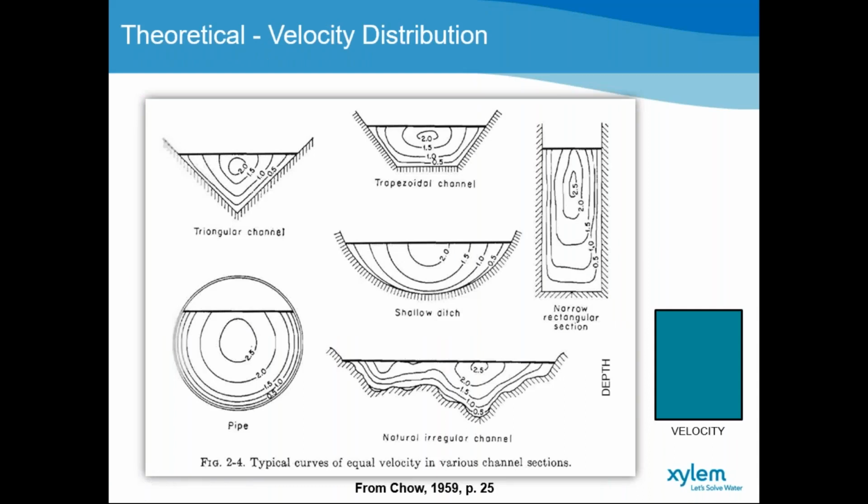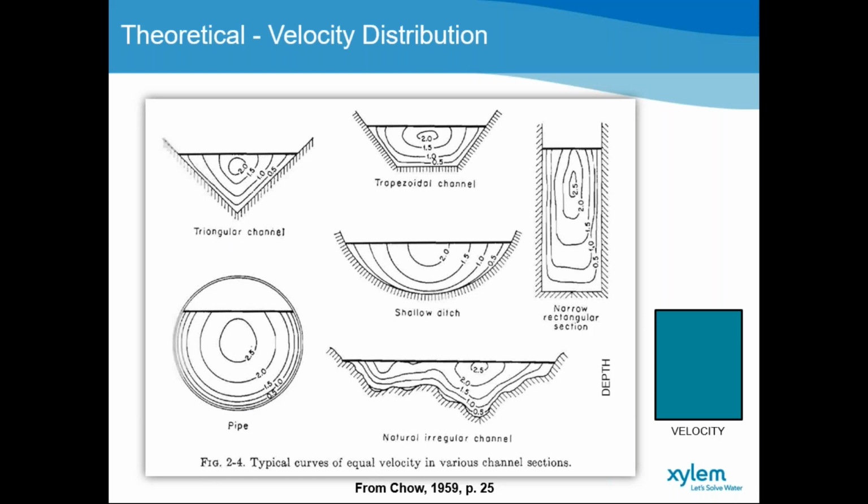So if we look at the typical velocity distribution curve supplied by Ven Te Chow for equal velocity, we will see that the velocity distribution is related to the geometry or shape of the channel, the roughness of the channel itself, and the presence of bends in the channel.